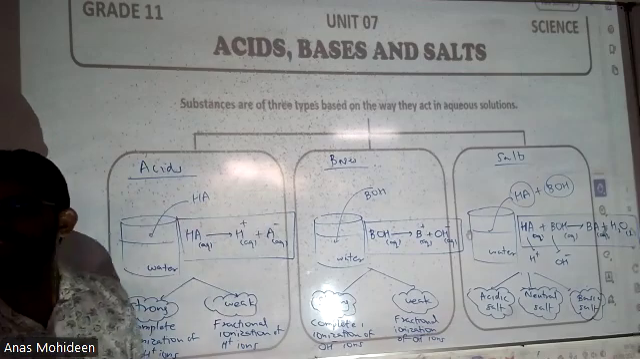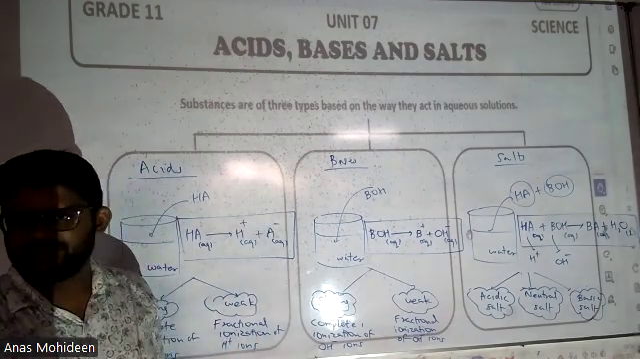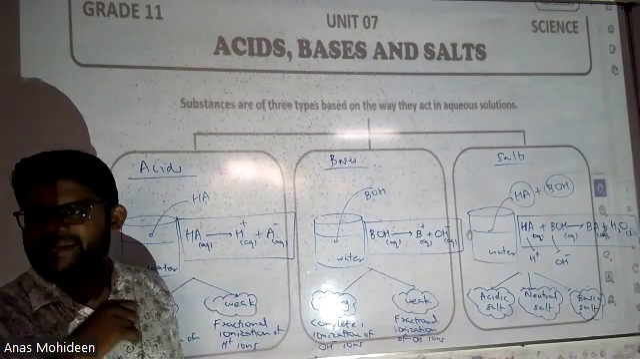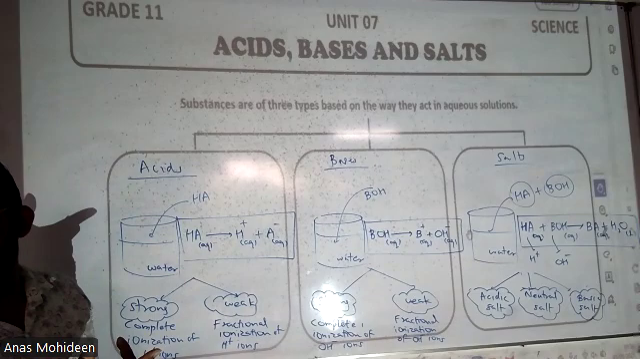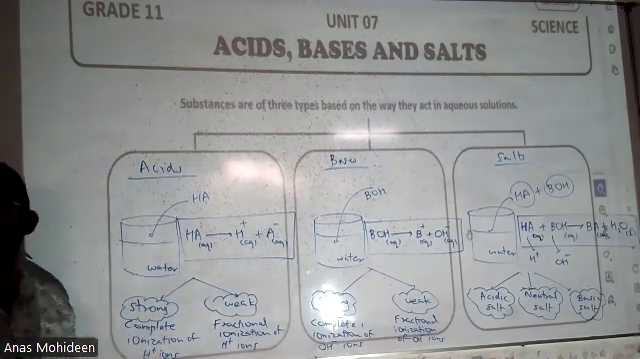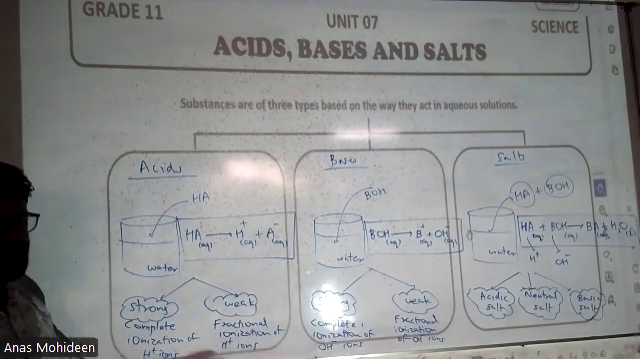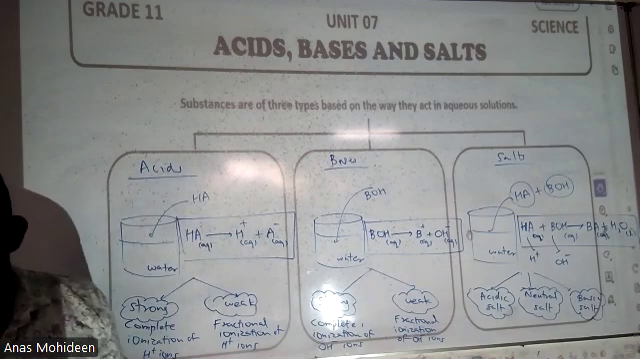For example, HCl, hydrochloric acid, HNO3, nitric acid, H2SO4, sulfuric acid. So likewise it goes on. H is present. Removing H, completely or partially, means it is an acid. That's the idea.